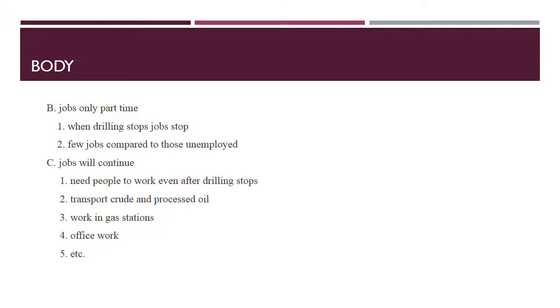Capital B gives the opposing viewpoint that the jobs will only be temporary and people will be out of work when the drilling stops. It also says that the number of jobs that fracturing creates are very few compared to the number of people who are unemployed. Again, this information should be in multiple paragraphs, if not multiple pages. Finally is the rebuttal. This is my answer to the opposing viewpoint.